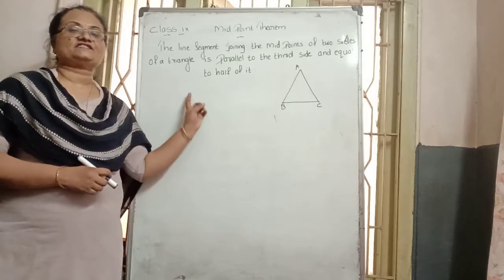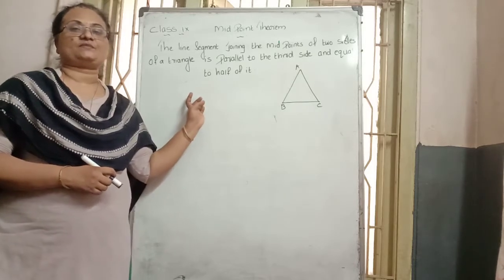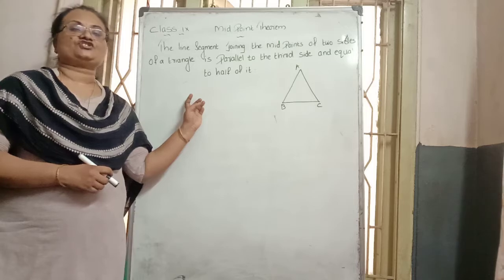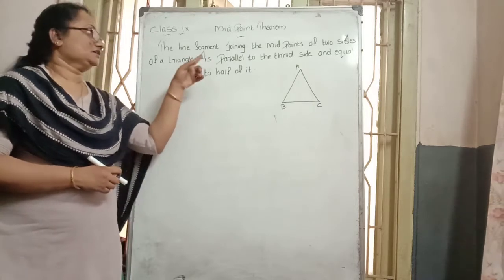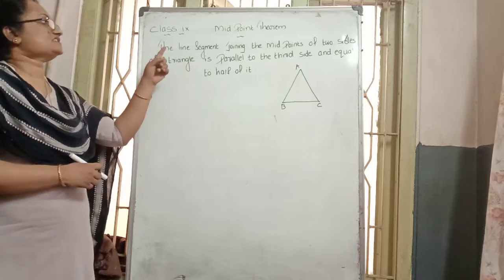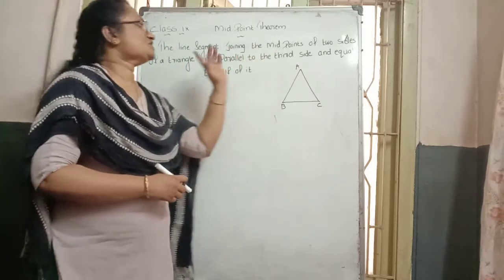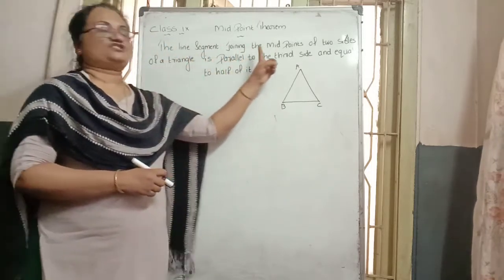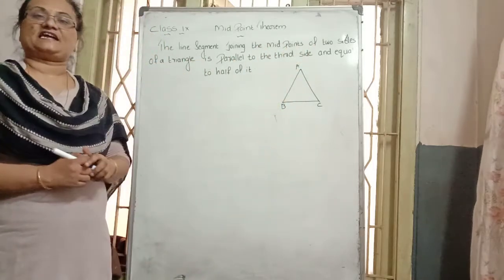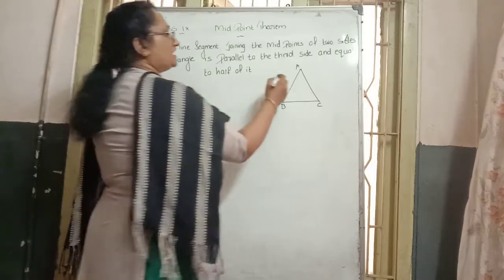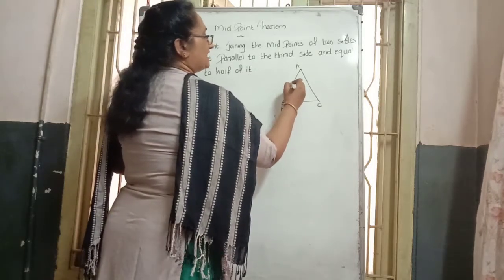Hi students, now we are going to discuss chapter 8, quadrilaterals, the midpoint theorem. Statement of the midpoint theorem: a line segment joining the midpoints of two sides of a triangle.